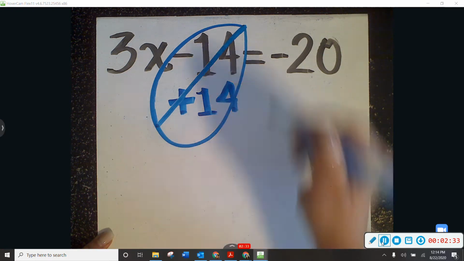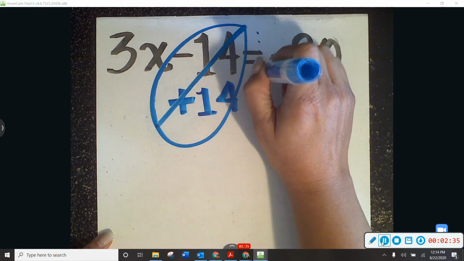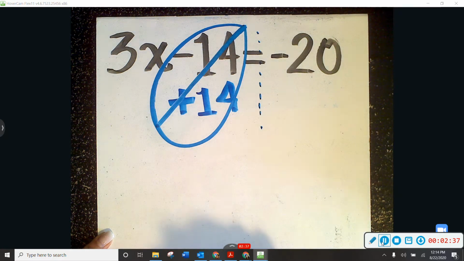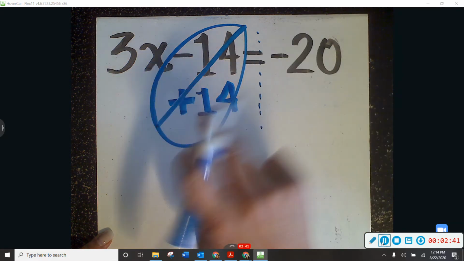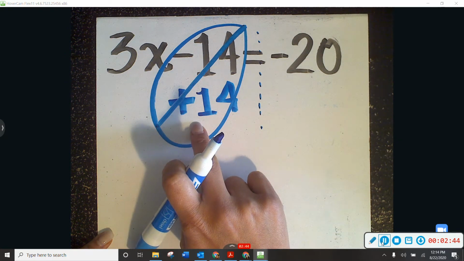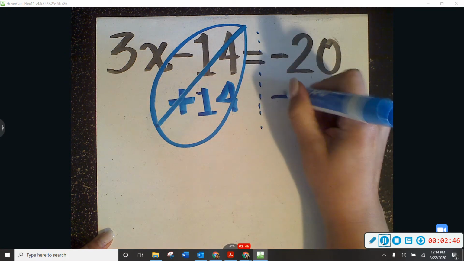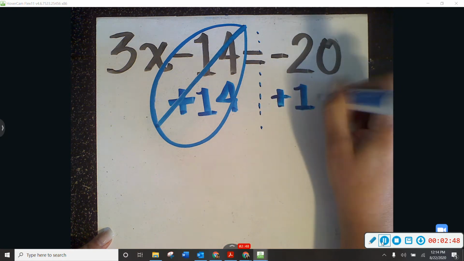But whatever I do to one side of my equation, I must do the same to the opposite side of the equation. So because I added 14 here to balance it out, I need to also add 14 to the right side.